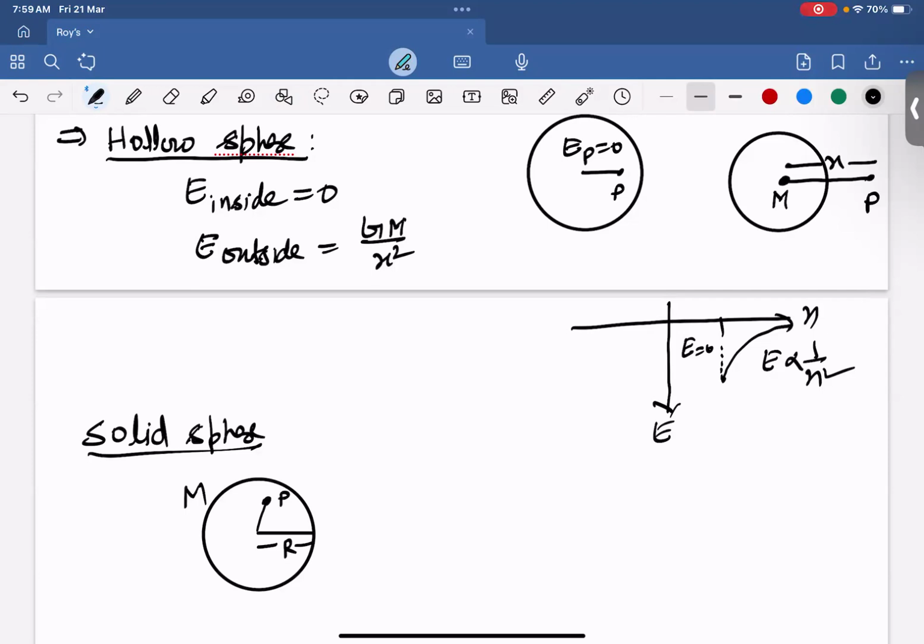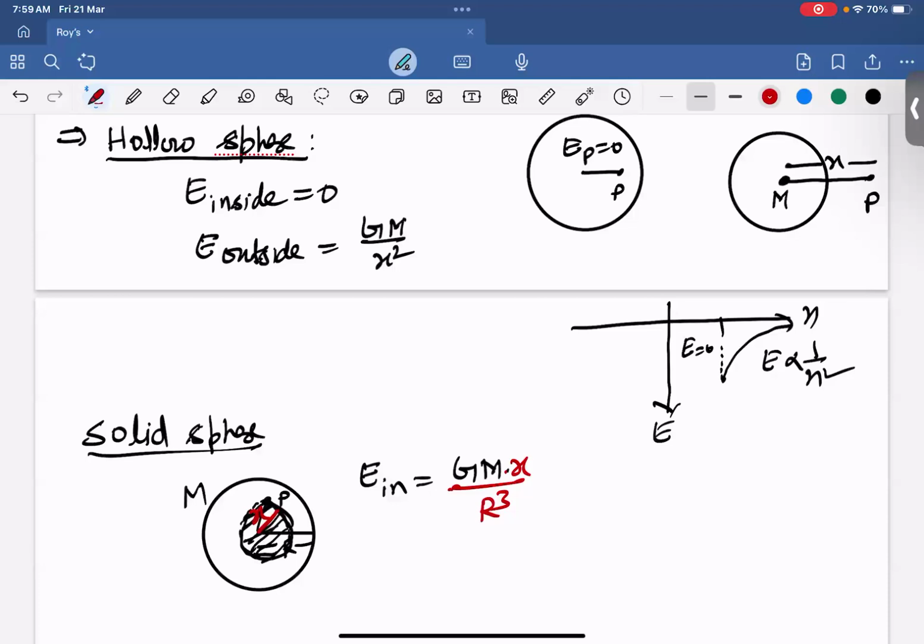Now inside point means you have to find this mass only. We will not use M, because the field will be only for this part, wherever the inside point is. So you take the smaller sphere, and the smaller sphere's mass we have to use. That means here E inside will not be zero. Field inside formula is G M into X by R cube, if this point's distance we have taken as X.